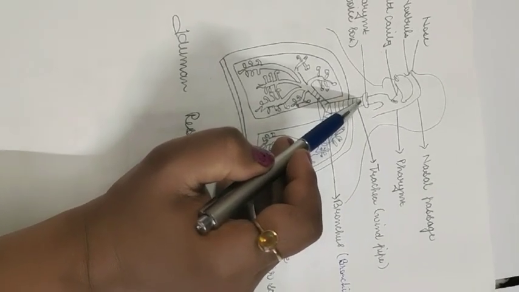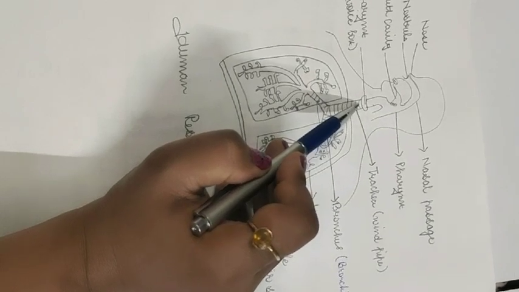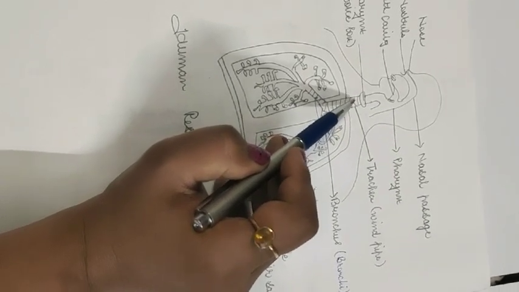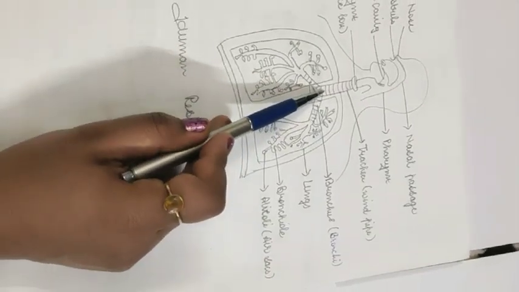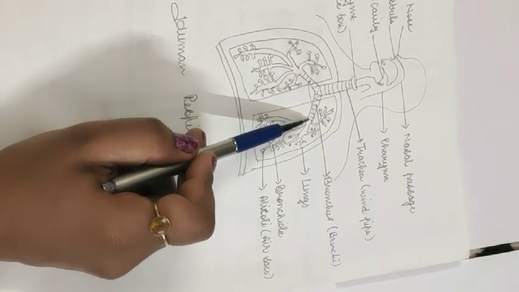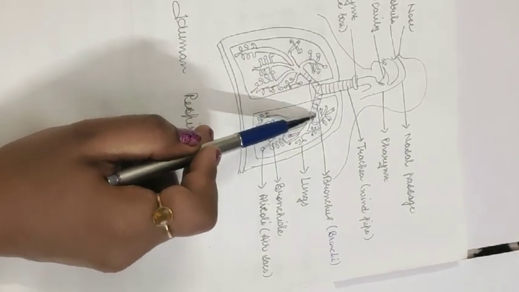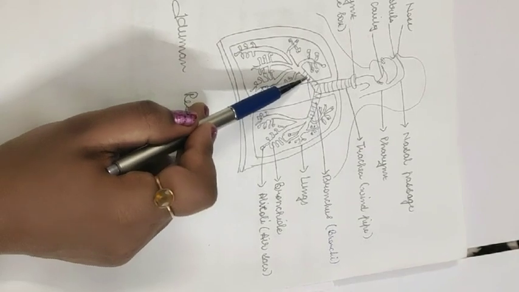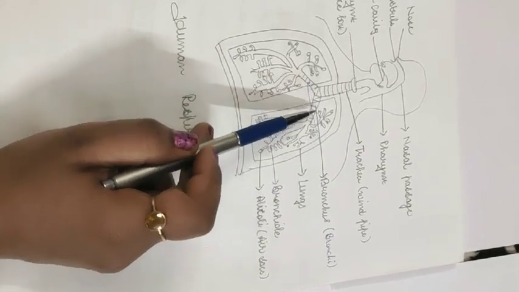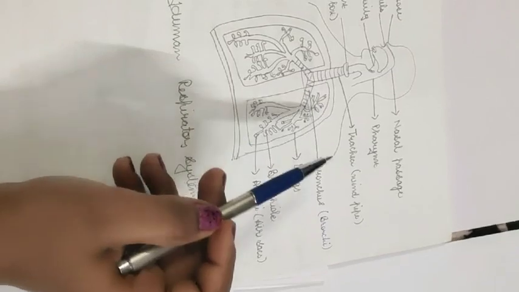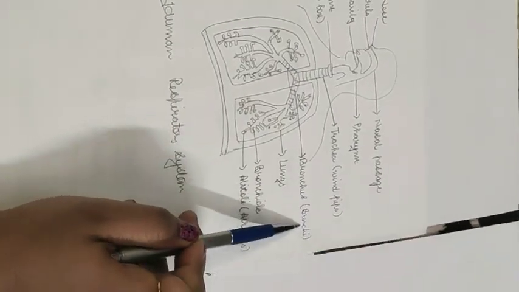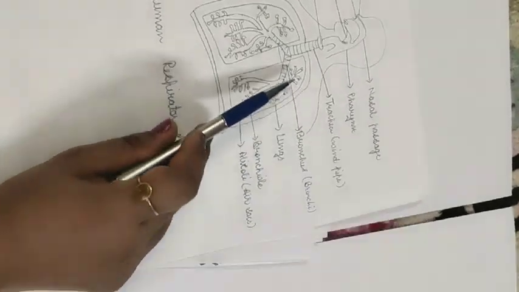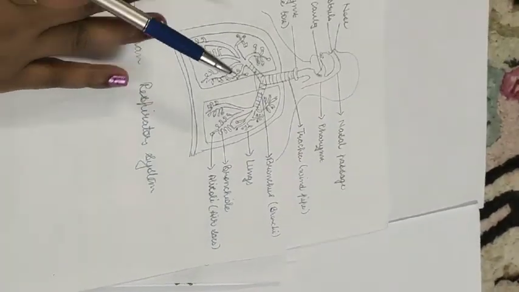Just below the voice box is the trachea. This is a tube-like structure which has these rings, and at the end the trachea divides into two smaller tubes. They are called bronchi. So bronchus is the single tube, and when there are two tubes it is called bronchi. Both terms refer to the same structure.